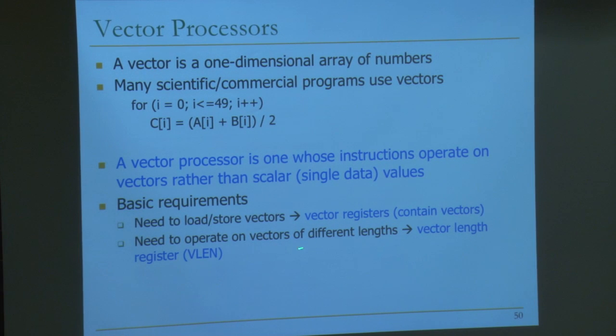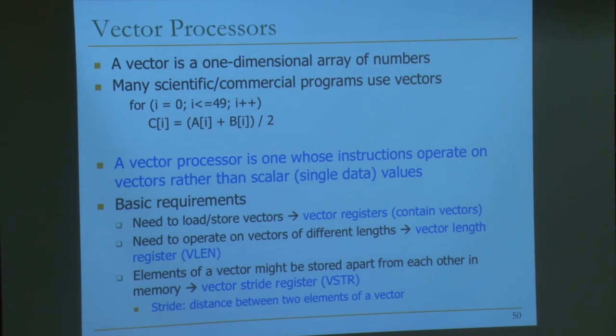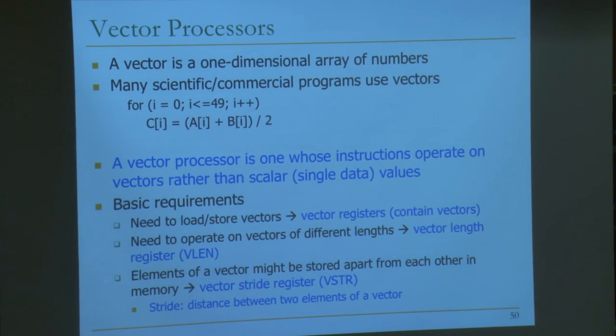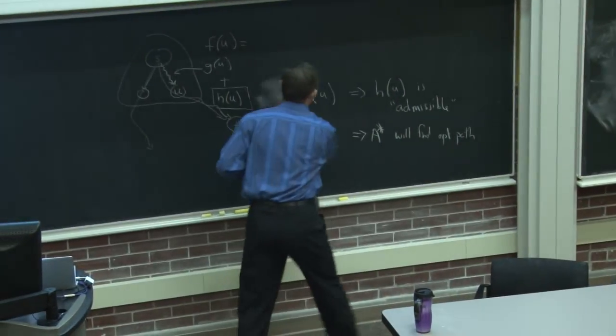And you need to operate on vectors of different lengths. So you need to have a register that specifies the length of the vector. You don't want to be rigid, right? If you have a vector of 32, you'd like to be able to specify that. And sometimes you have a vector of 2. And elements of a vector might be stored apart from each other in memory. Right? Again, you want some flexibility. Actually, I'll just give you the basic reason why this is the case.